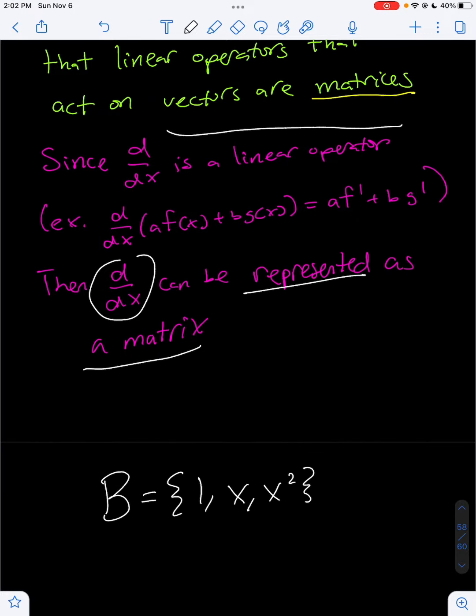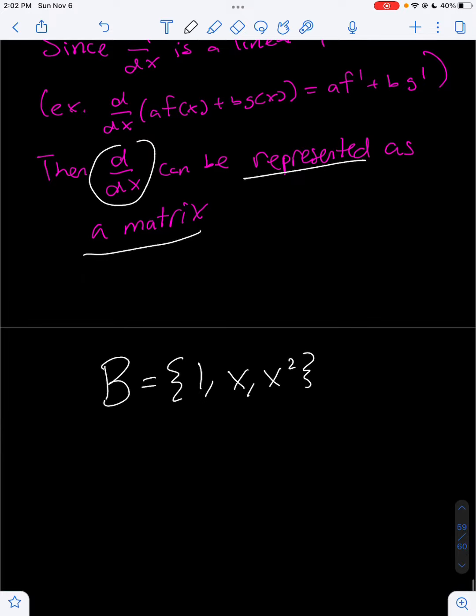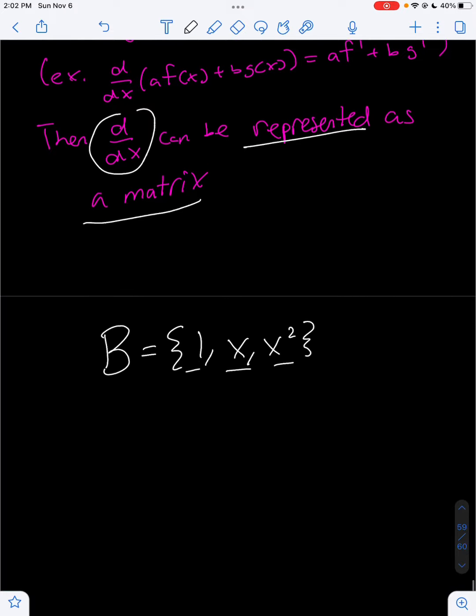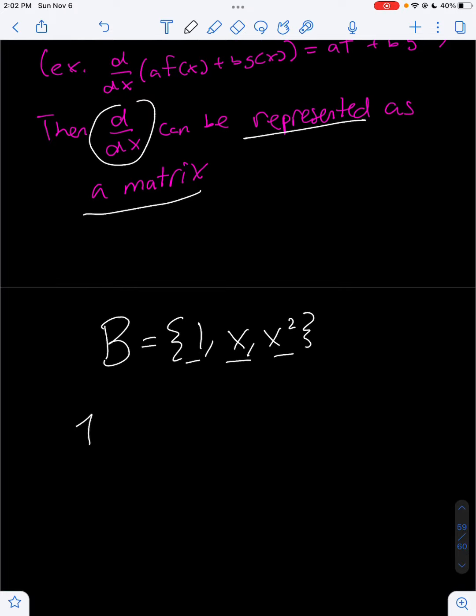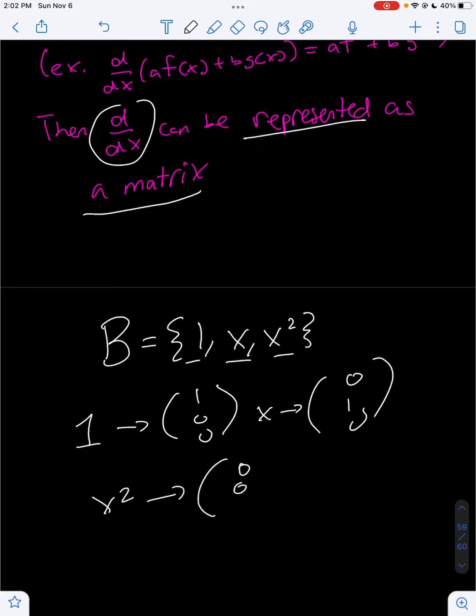Well, let's say that we have some basis functions, 1, x, and x squared. This means that we can represent 1 as being 1, 0, 0. x can be represented as 0, 1, 0, and x squared can be represented as 0, 0, 1.